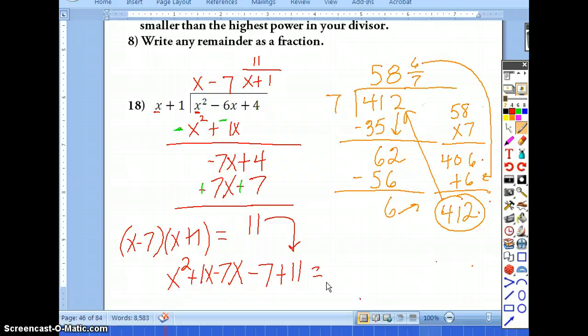So, make sure you have this copied. I'm going to erase it now. So if you need to pause this and write something down, go ahead. I'm going to erase this, and I'm going to also work problem number 26.